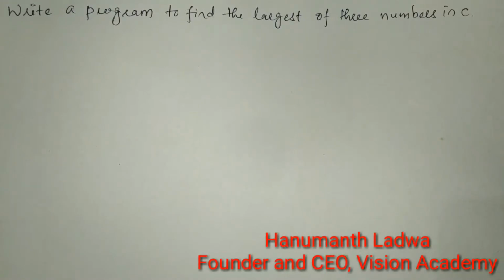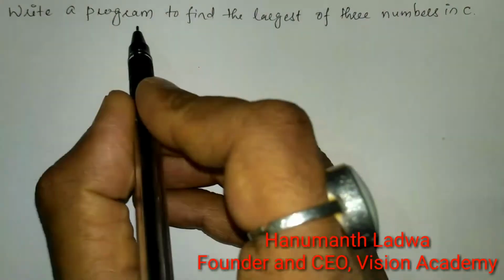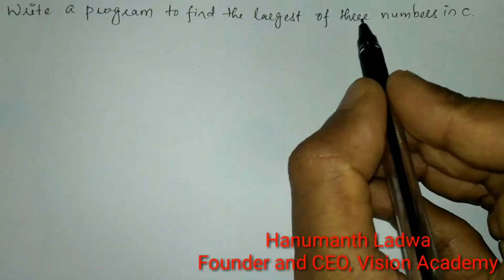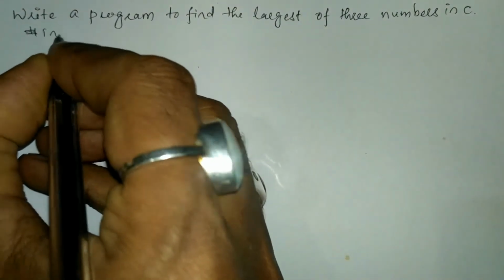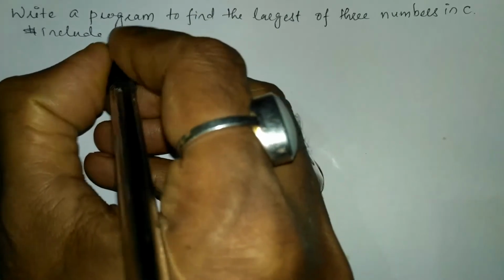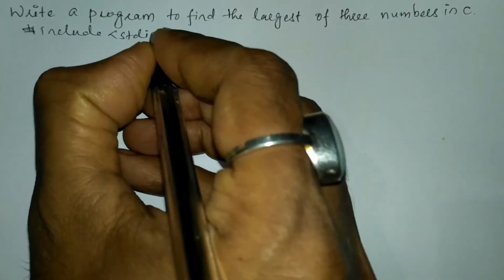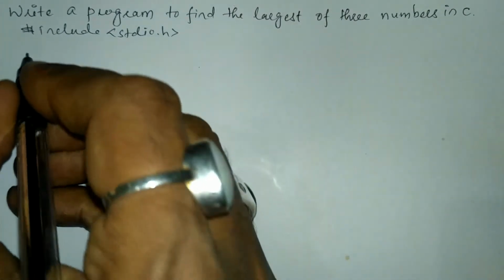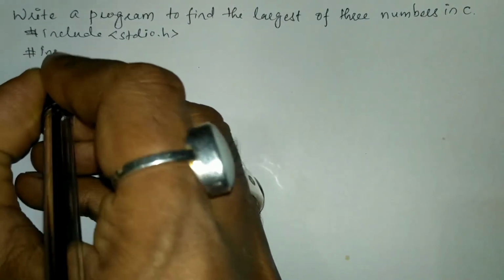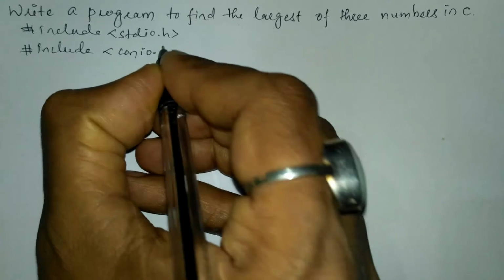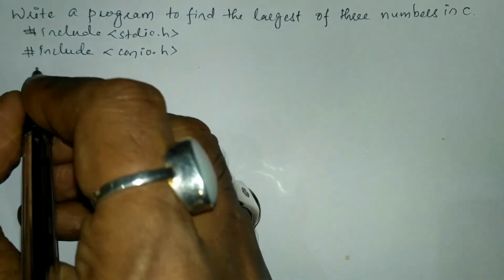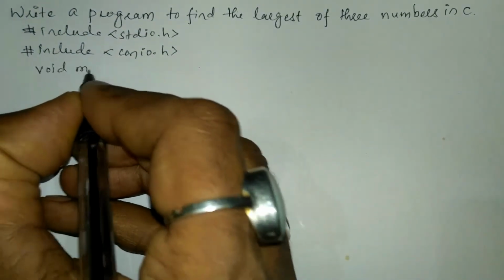My name is Hanmant Ladwa and in this video we are going to write a program to find the largest of three numbers in C. So let us write the preprocessor directives: hash include in angular brace, standard input output dot h header file, and the next preprocessor directive is hash include in angular brace, console input output dot h header file.